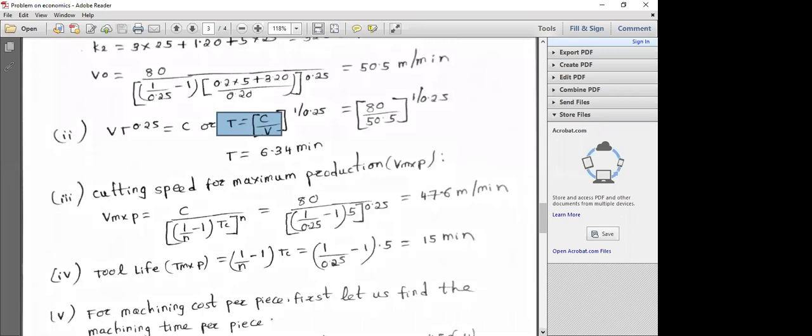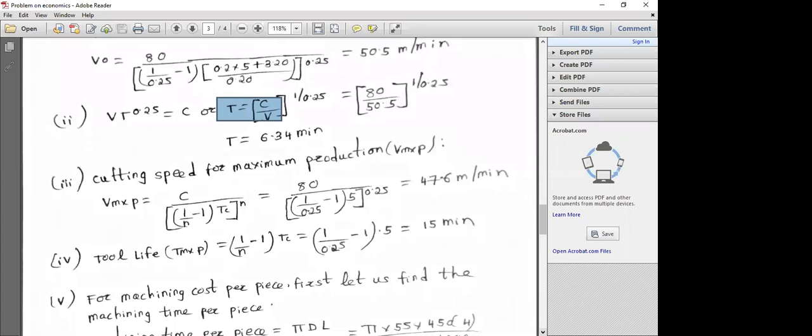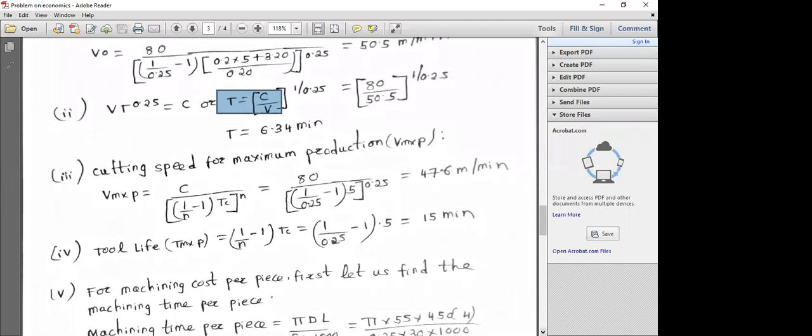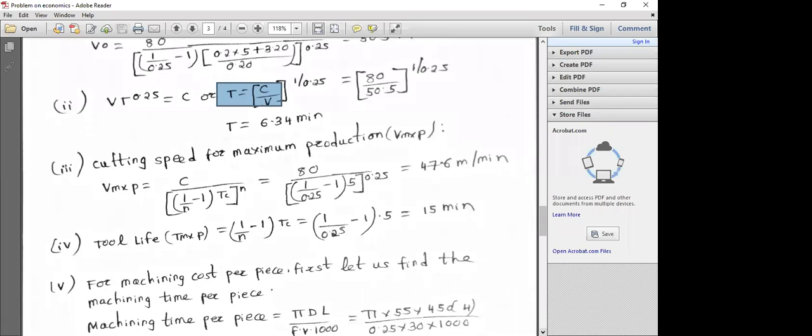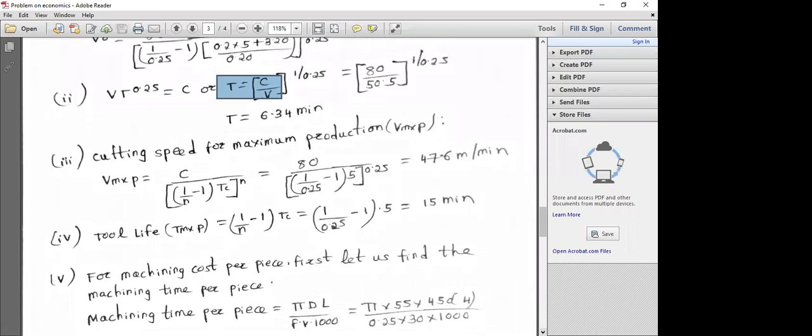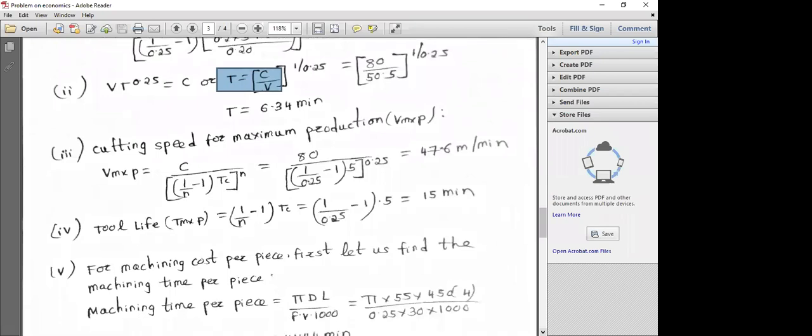And what is the machining cost per piece? You have to find out the machining cost per piece. You have to find out the machining time per piece first. So what is the machining time per piece? Yesterday we have seen the formula: pi D L by f into V into 1000. Here itself in the formula I have taken 450 into 4, because 450 into 4 is nothing but all the 4 faces. You have to take the length 450 into 4. It is the machining length.